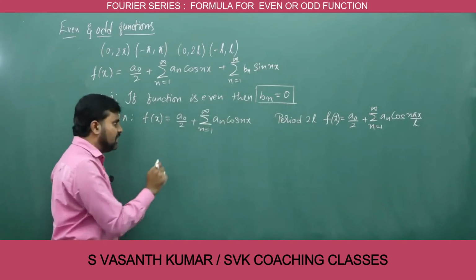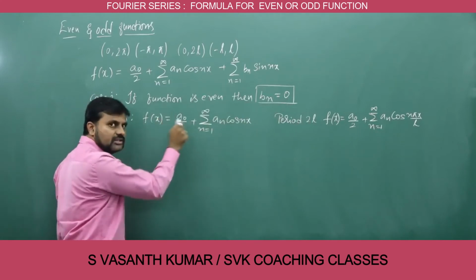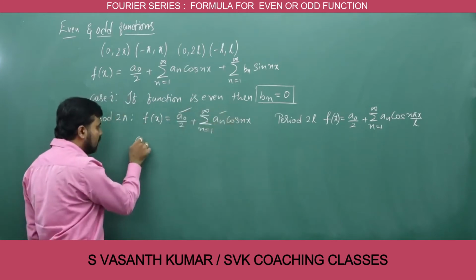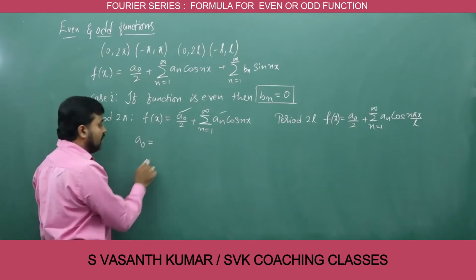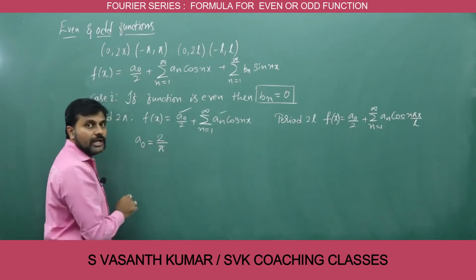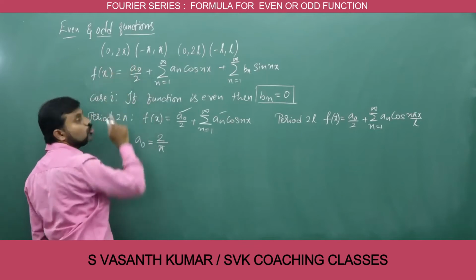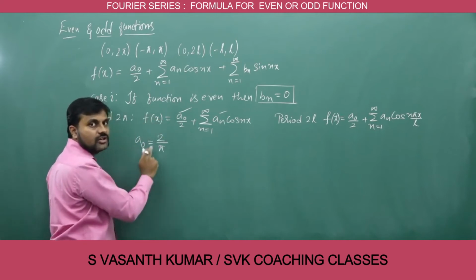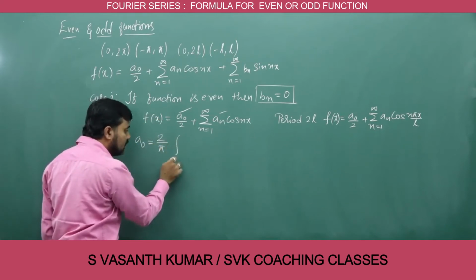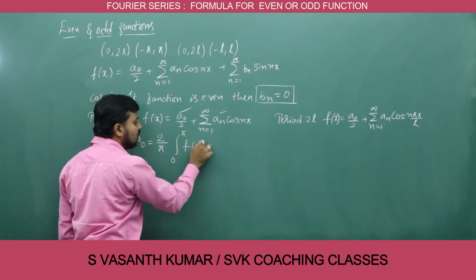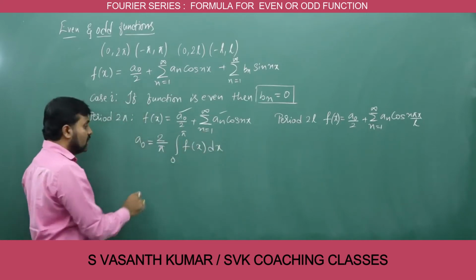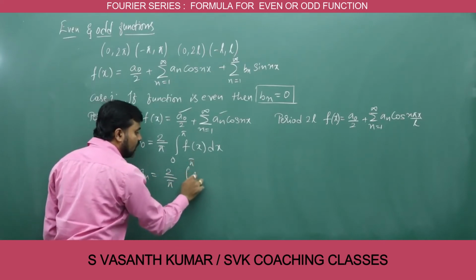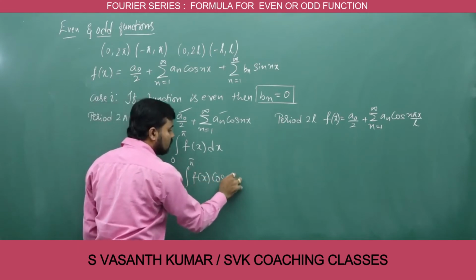Now, the main thing, I am stressing the word here, main thing is to find a naught and a n. How to find the a naught value is, a naught is given by 2 by pi, whether the interval is 0 to 2 pi or minus pi to pi. Once you came to know the given function is even function, then it is denoted as 2 by pi integral 0 to pi f of x dx. Next, a n is given by 2 by pi integral 0 to pi f of x cos n x dx.